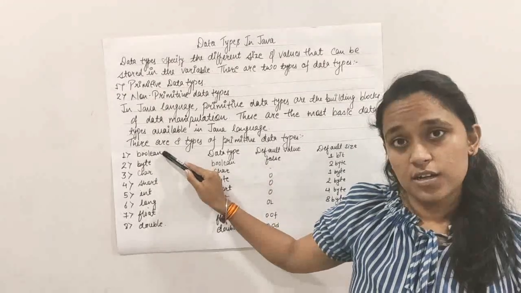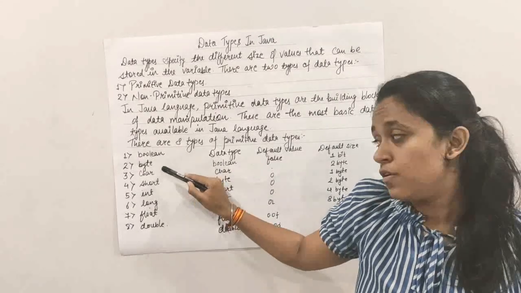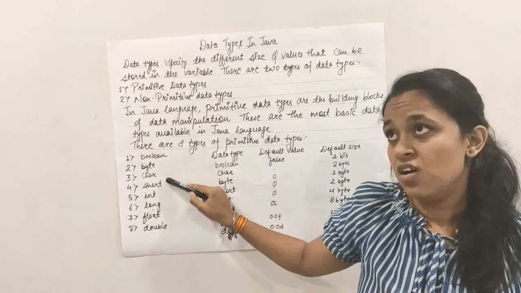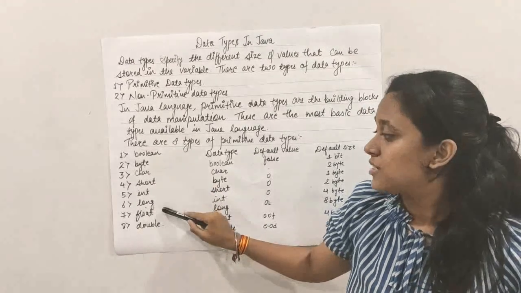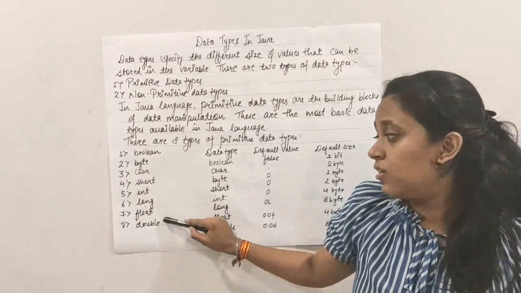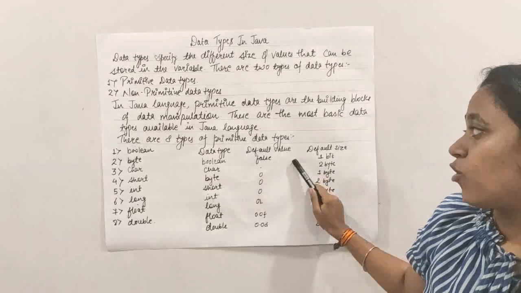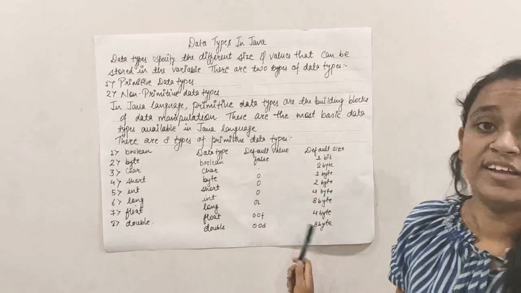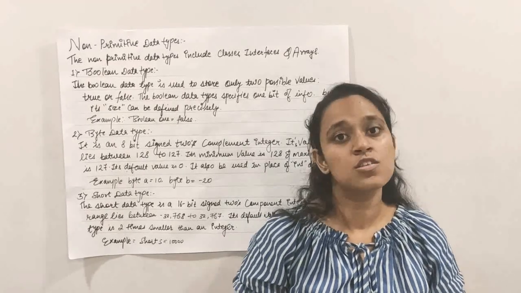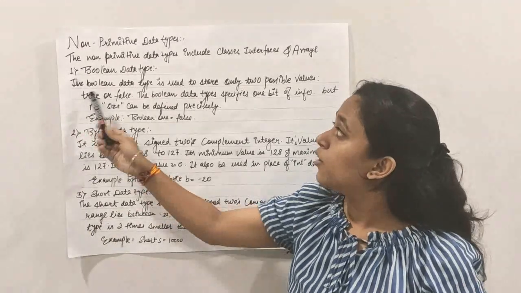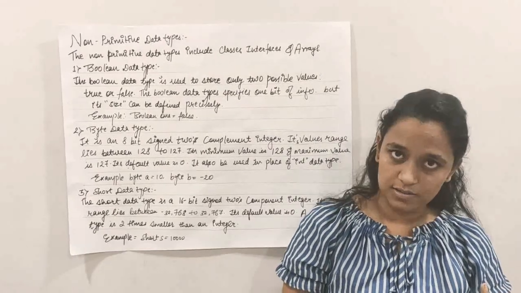First, boolean data type. Second, byte data type. Third, char data type. Fourth, short data type. Fifth, int data type. Sixth, long data type. Seventh, float data type. And eighth, double data type. Through this chart, you can see the data type, default value and default size of all the data types. Earlier, we have discussed primitive data types. Now we will discuss non-primitive data types. The non-primitive data types include classes, interfaces and arrays.